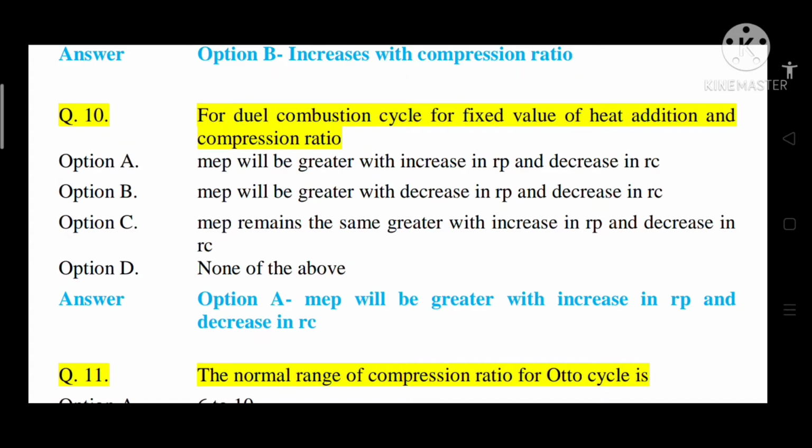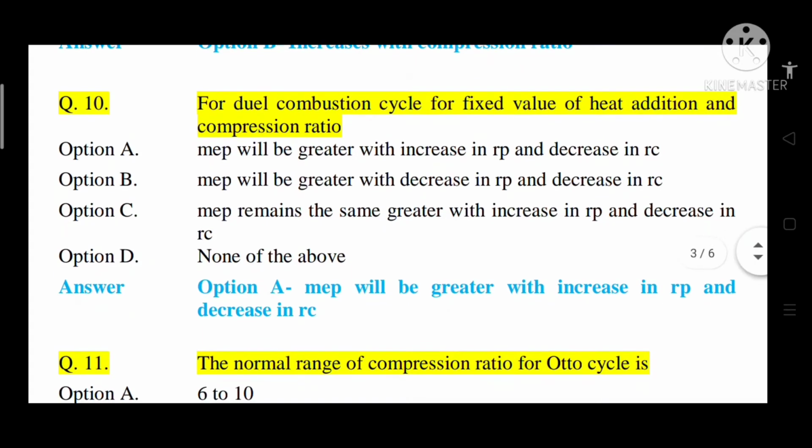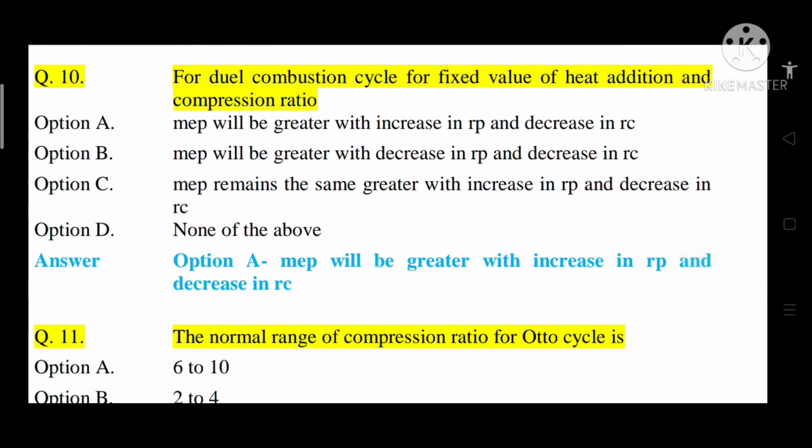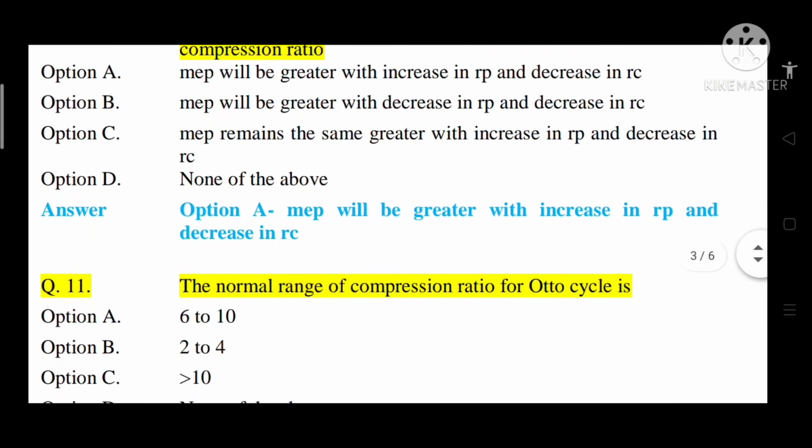Option D, none of the above. So correct answer is option A, that is mean effective pressure will be greater with increase in Rp and decreases in Rc. Rp means pressure ratio and Rc is cutoff ratio.